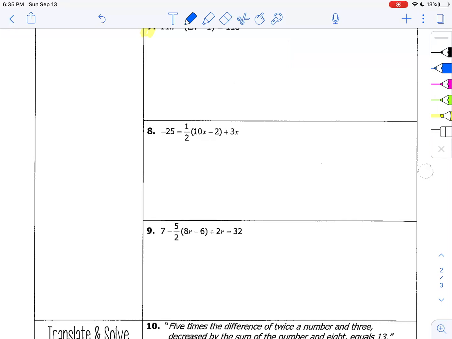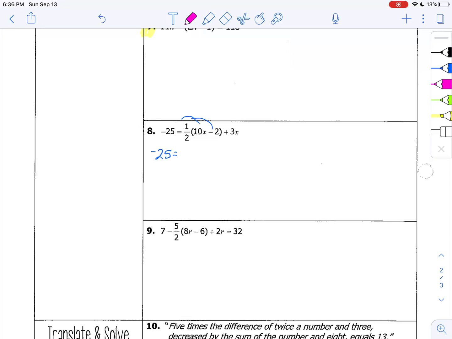Number 8 has a fraction in it. That's why I wanted to look at it with you, because a lot of times we get a little frazzled when we see a fraction in a problem. But just remember, we solve it the same way. And when we have a fraction and we multiply, we just multiply straight across. And hopefully, once we distribute that fraction and multiply, it'll go away. So I have negative 25 equals, so 1/2 times 10x.